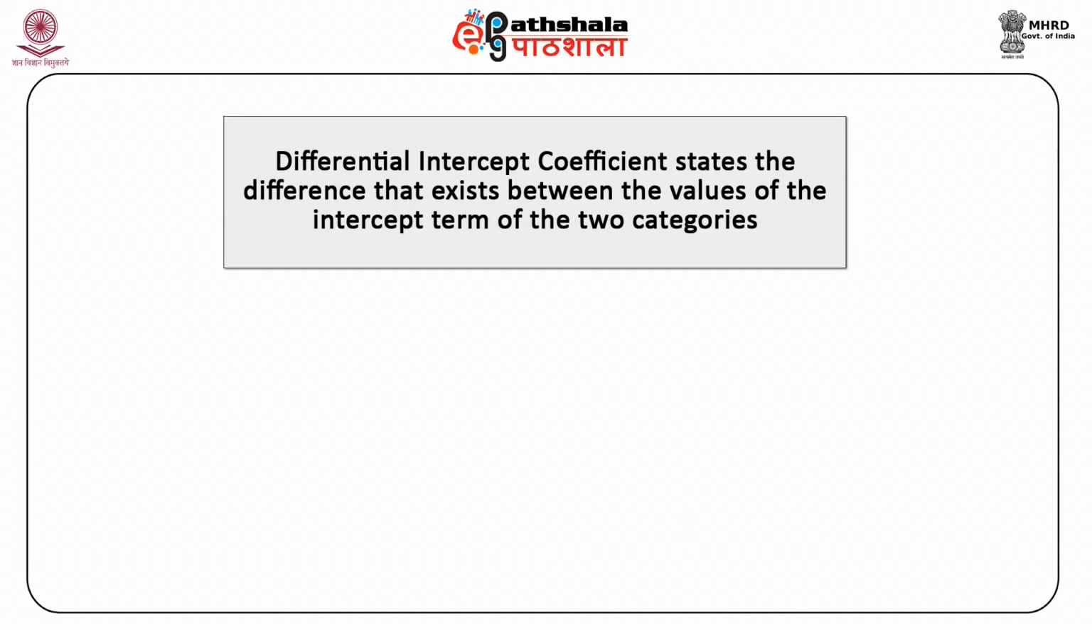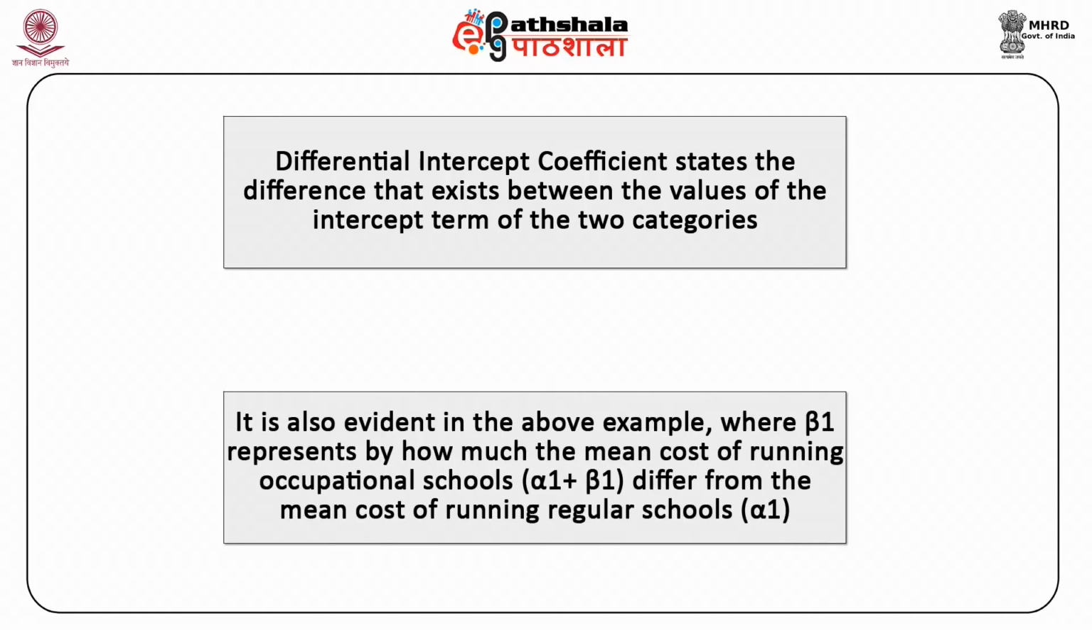Differential intercept coefficient states the difference that exists between the values of the intercept term of the two categories. It is also evident in the above example, where beta 1 represents by how much the mean cost of running occupational schools, that is alpha 1 plus beta 1, differs from the mean cost of running regular schools, alpha 1.